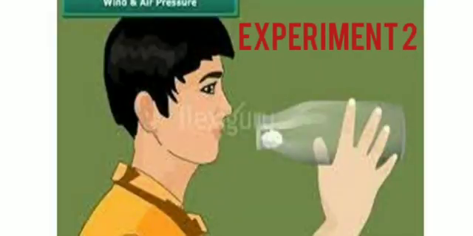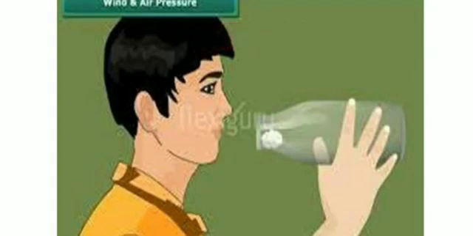Now let us see another example. Crumple a small piece of paper into a ball of size smaller than the mouth of an empty bottle. Hold the empty bottle on its side and place the paper ball just inside its mouth. Now what you have to do, try to blow on the ball to force it into the bottle. You can try this activity with bottles of different shapes.